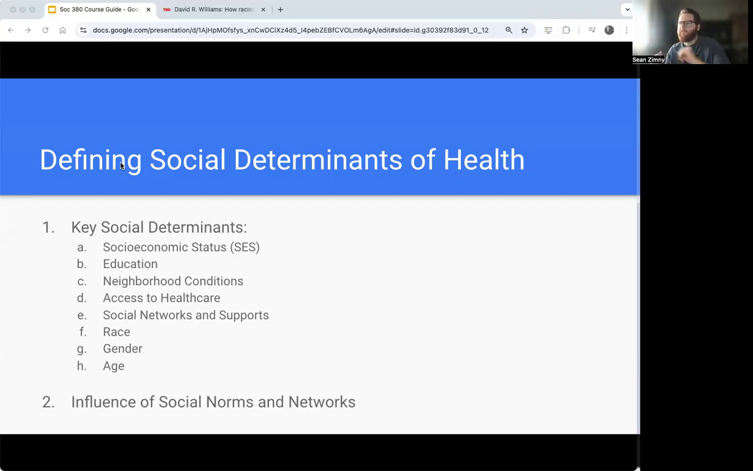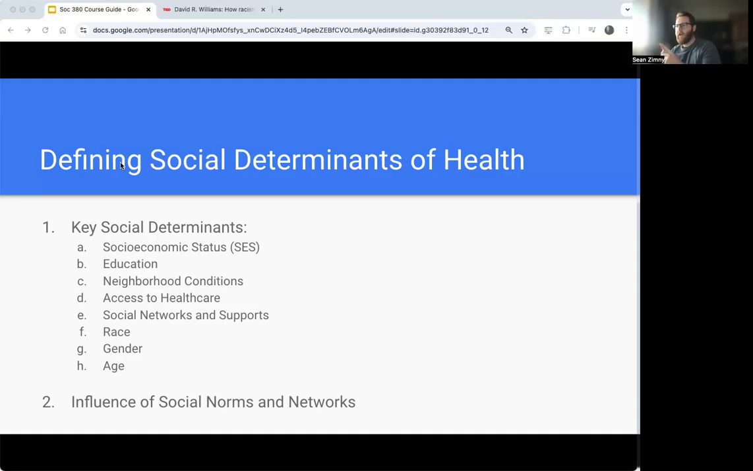So, socioeconomic status. Income and wealth directly impact access to healthcare, access to nutrition, and stable living conditions. So, lower socioeconomic status is oftentimes associated with higher stress, poorer health outcomes. That's why it's a social determinant of health. Education. So, higher levels of education correlate statistically with better health literacy, access to information, healthier behaviors, ultimately leading to longer life expectancy. Neighborhood conditions. So safe and resource-rich neighborhoods support better health, while more disadvantaged areas often lack access to healthy food, green spaces, and quality health care.